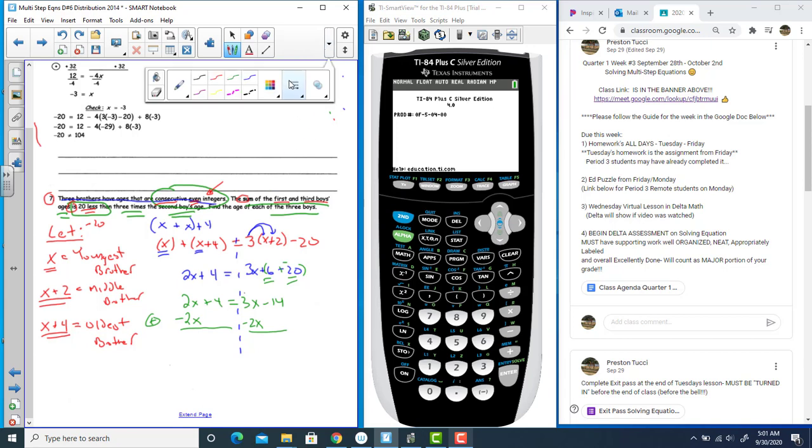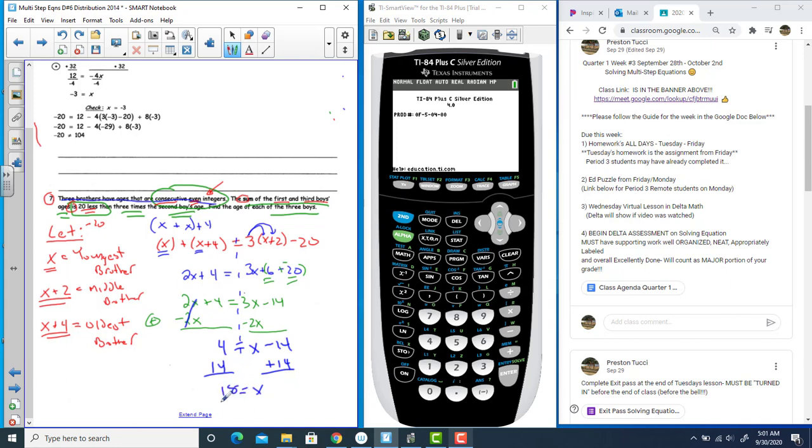Positive 2x's and negative 2x's will cancel, and we'll be left with 4 equal to x. 3x's minus 2x's is 1x, less 14. Then we simply have to add 14 to both expressions, and we're able to determine that x would be 18.